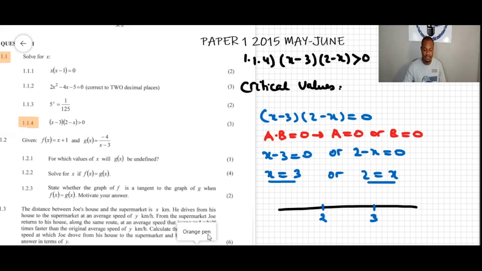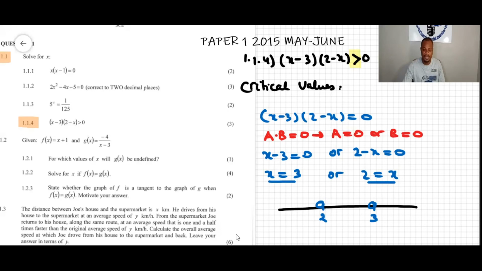The symbol over here was greater than 0. I say it's an inequality because of that symbol. We will put an open circle at 2, and at 3 also an open circle, to say that they're not part of the interval. So we have split the number line into 3 intervals: from negative infinity to 2, between 2 and 3, and from 3 to positive infinity.